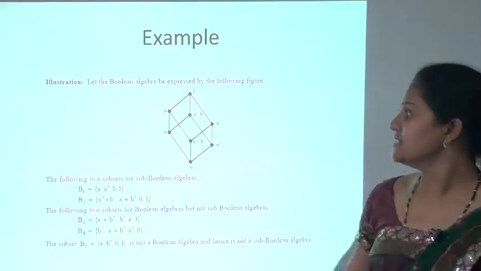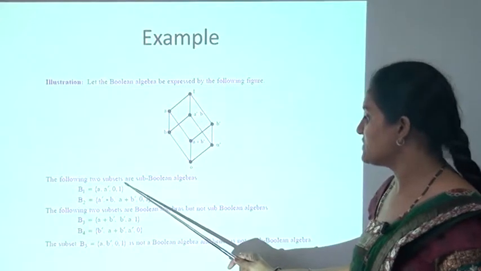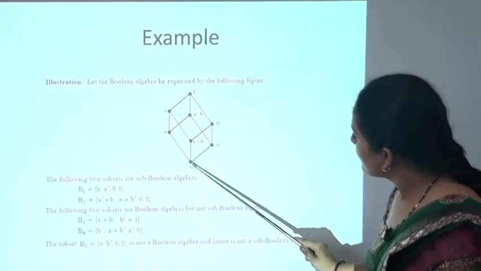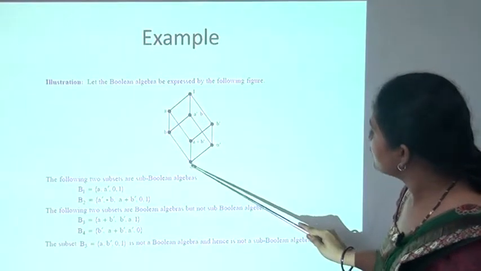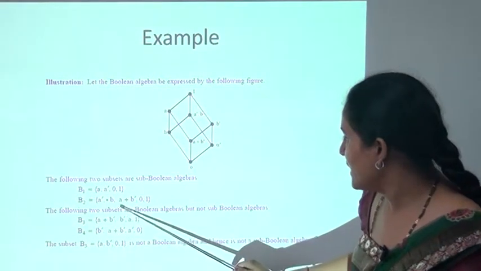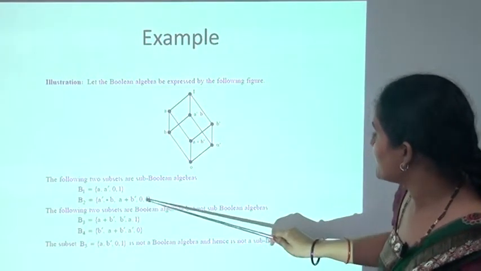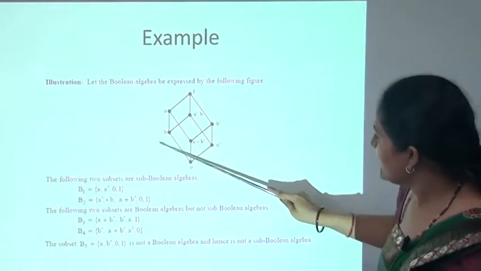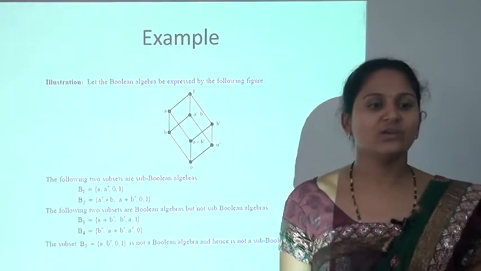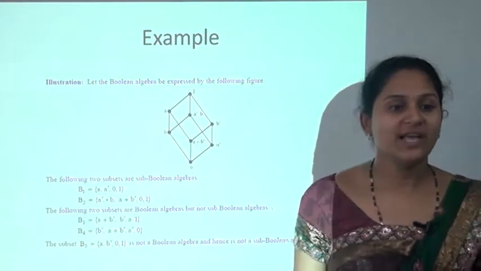Let's take another example. This is the figure, this is the algebra. The following two subsets are sub-Boolean algebras of this: B1 is {a, a', 0, 1}, and B2 is {a', b, a plus b', 0, 1}, containing a plus a', which is 1, and 0, 1. So these two are Boolean algebras and the others are not Boolean algebras.